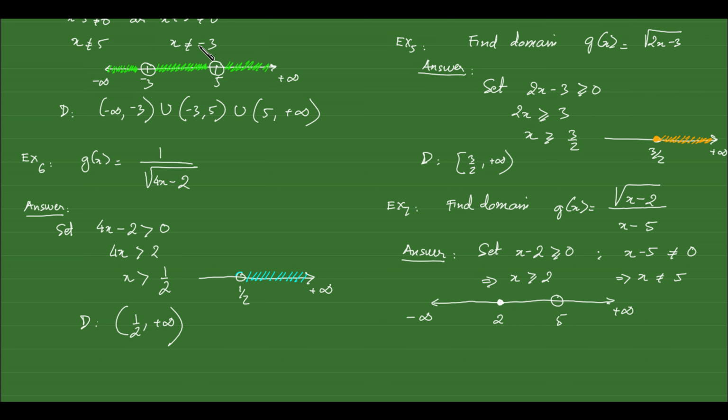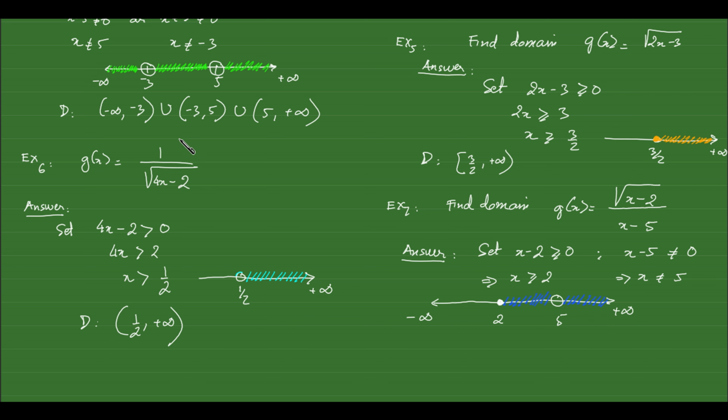Let me use a different color here. Greater than 2 means you're going to set everything. But you don't want to set 5, because we don't want to include 5. Because it's different from 5, 5 doesn't work. If you plug 5 in, it does not work.